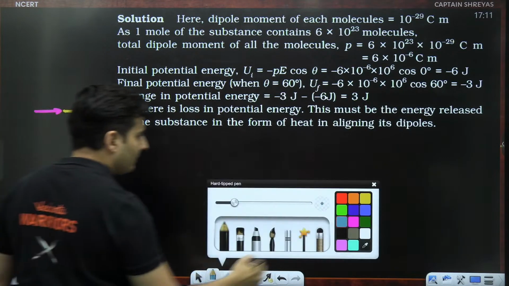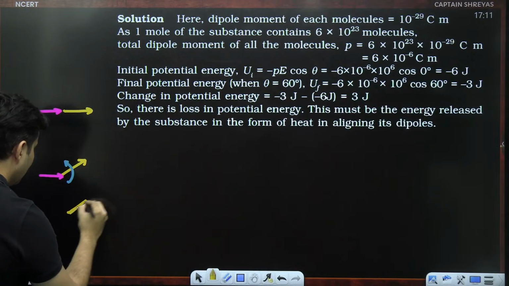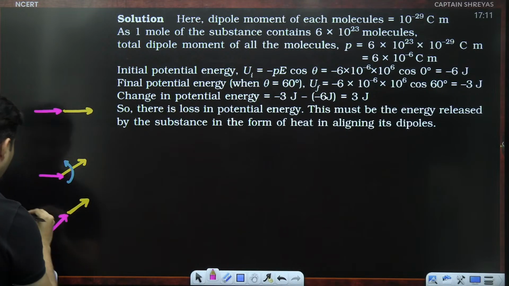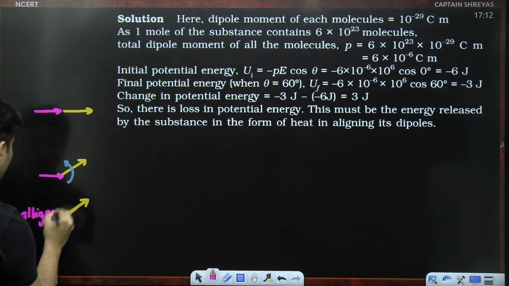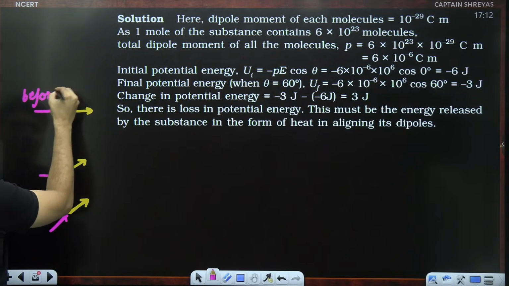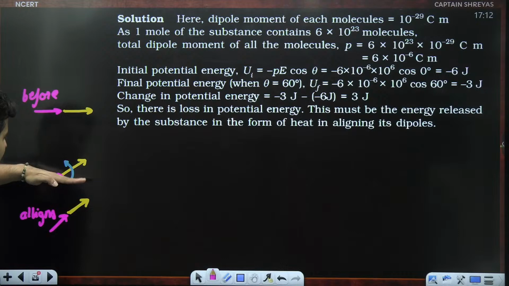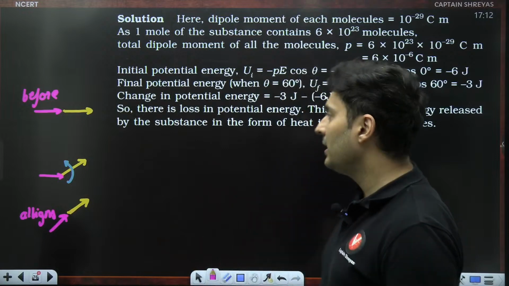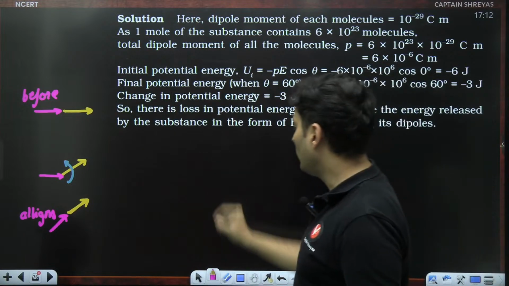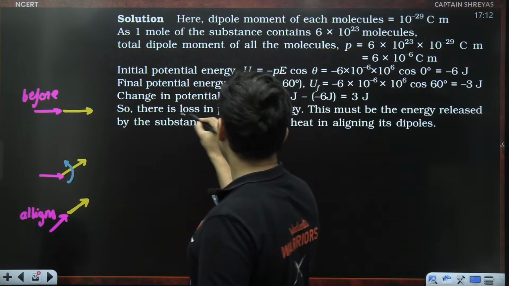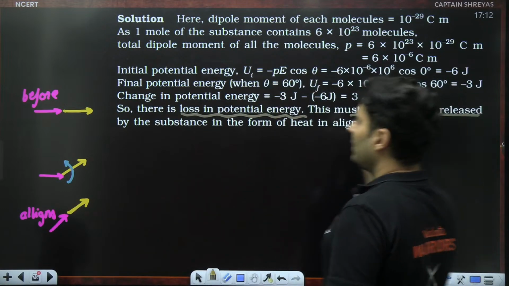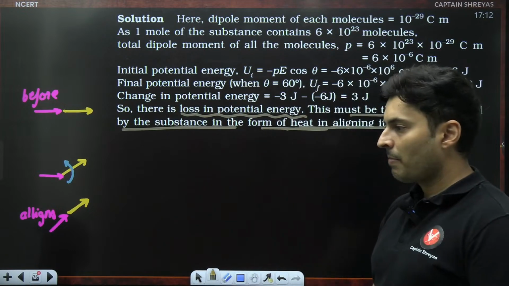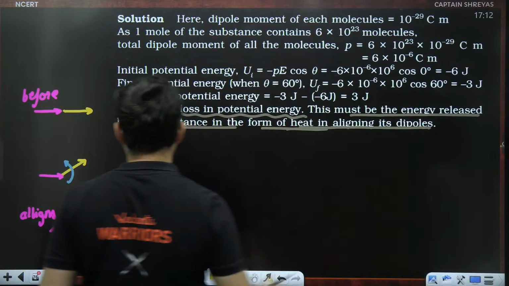So it aligns itself in the direction of the external field. So this is how it aligns itself. This was before. And in this process, obviously, the change in the potential energy involved goes as heat. The change in the potential energy basically goes as heat. In fact, that is what has also been mentioned right over here. The loss of the potential energy must be the energy released by the substance in the form of heat to align the dipoles.